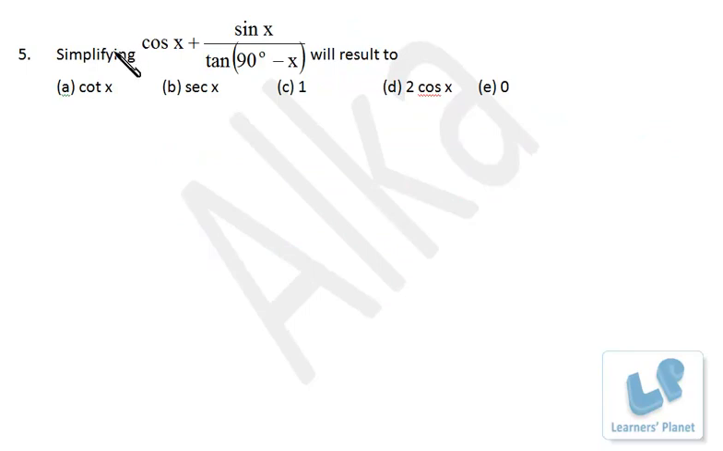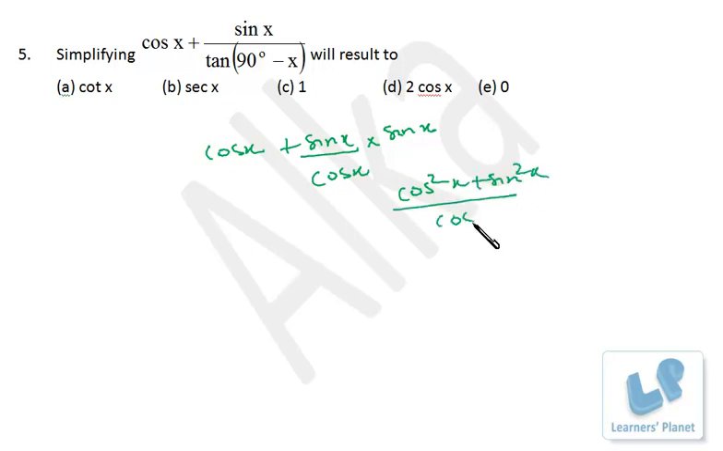Now this problem, simplifying this will result in, once again simple, sin x, tan(90 minus x) will be cot x, and cot x is actually cos x by sin x, right? So if I take the LCM, it is cos square x plus sin square x by cos x. So that's 1 upon cos x, and 1 upon cos x is actually sec x, right? A simple problem can be done in just 15 to 20 seconds.